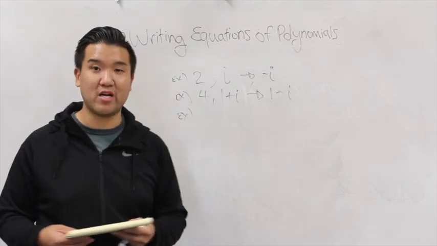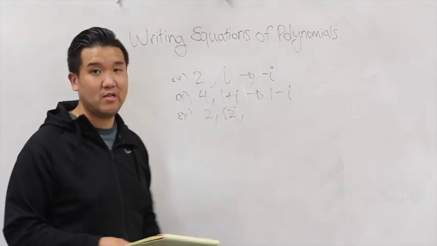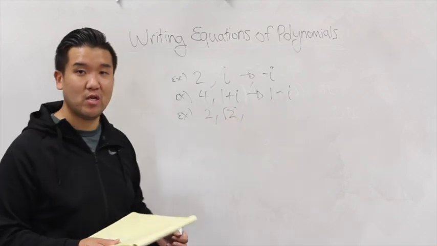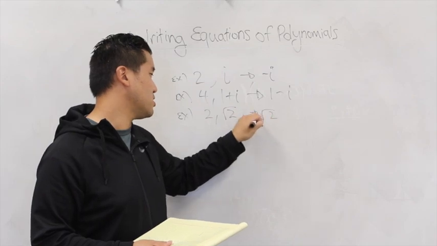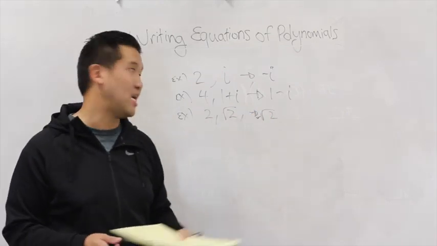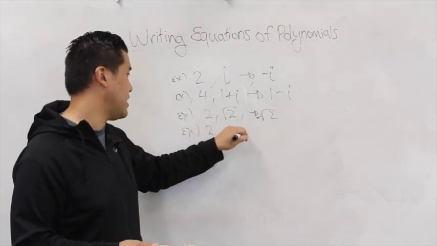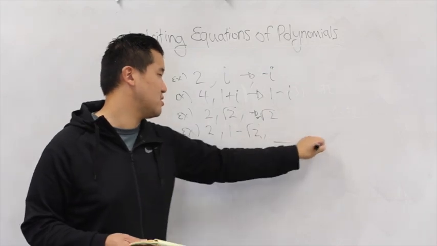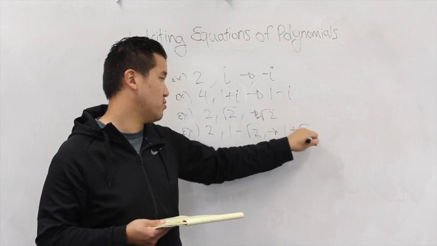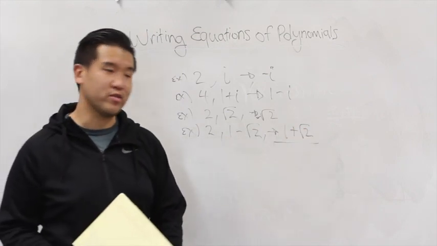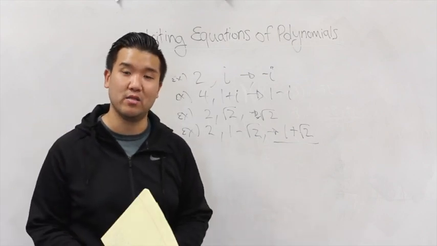It goes the same way when we talk about irrational numbers. If I give you 2 and the square root of 2, because we have the square root of 2, we also have to say that negative square root of 2 is also an x-intercept. Same type of reasoning as with the i's. If I give you 2 and then 1 minus root 2, what else do I have? Good, you have 1 plus root 2. They won't give you both. You'll have to know that if one is there, then the other has to be there.